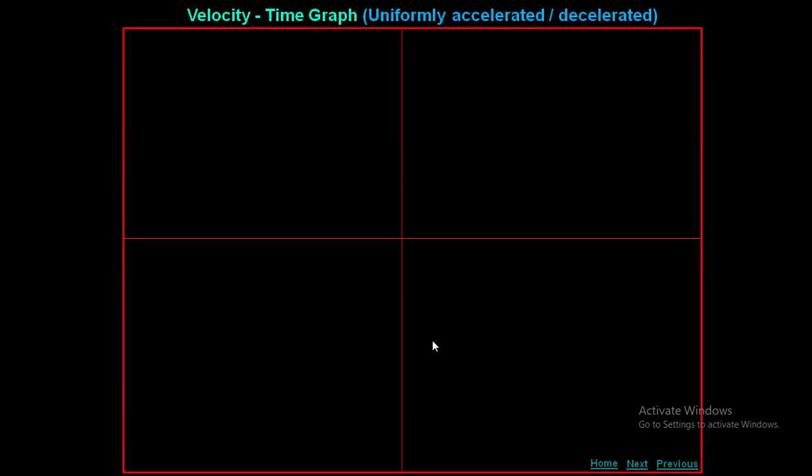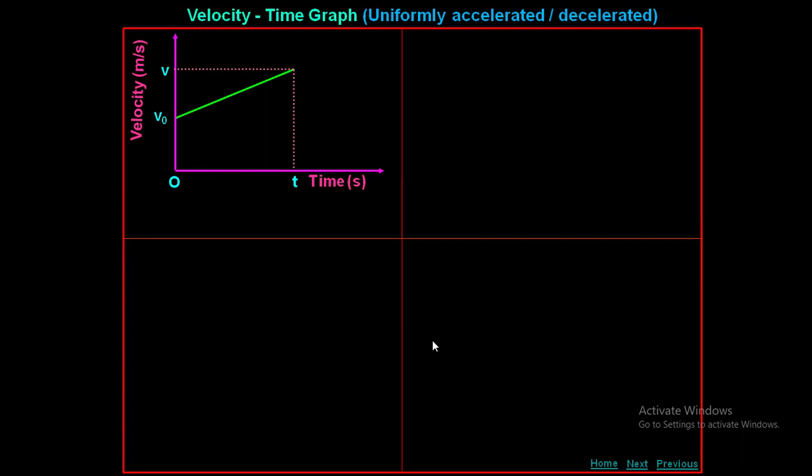Velocity time graph for uniformly accelerated or decelerated motion. Now how can we represent the same for velocity time graph? This is how you are going to represent a body moving with uniform acceleration, that is positive acceleration in positive direction. Now you can see here, this is the initial velocity of the body, which is v0, or we can represent it with u. It starts from u and it is going to increase with respect to time. So the final velocity is v.